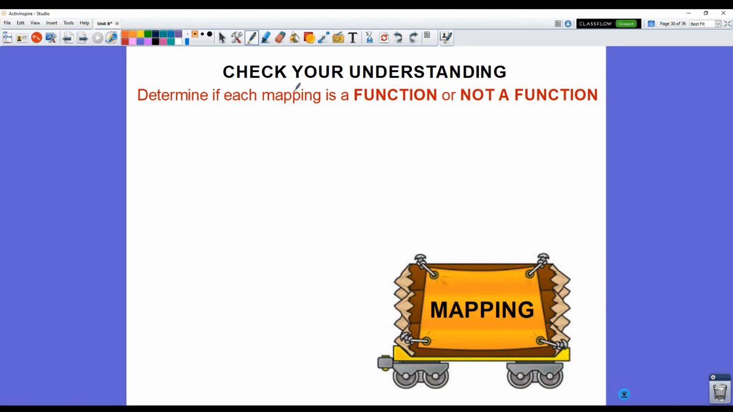Okay, now let's check your understanding. So determine if each mapping is a function or is not a function.